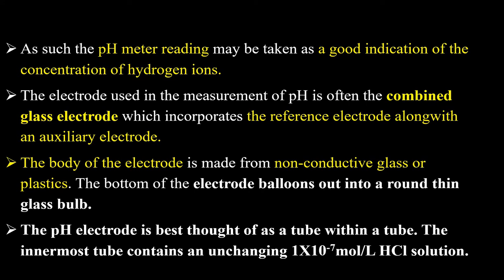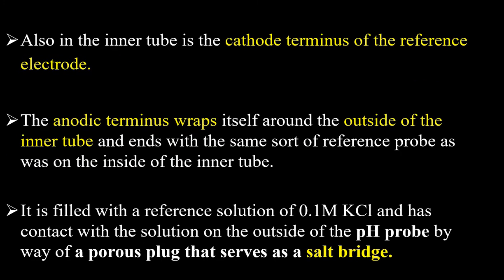The bottom of the electrode balloons out into a round thin glass bulb, that is a membranous structure. The pH electrode is best thought of as a tube within a tube. The innermost tube contains an unchanging 1 × 10^-7 moles per liter HCl solution. That means the innermost tube contains HCl solution with 1 × 10^-7 moles per liter value.